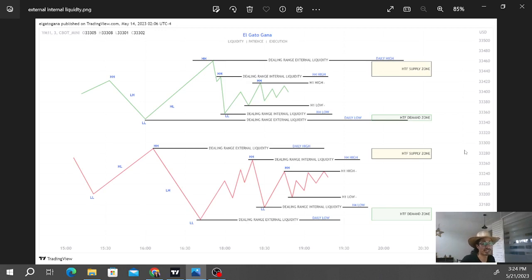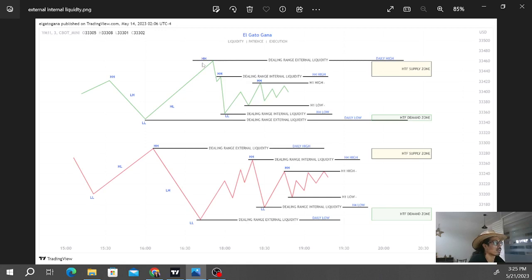Today we're going to be covering the dealing range. Here we have a diagram. We're just going to go over the top one real quick because the bottom one is basically the very same thing, right? They're both in a range.